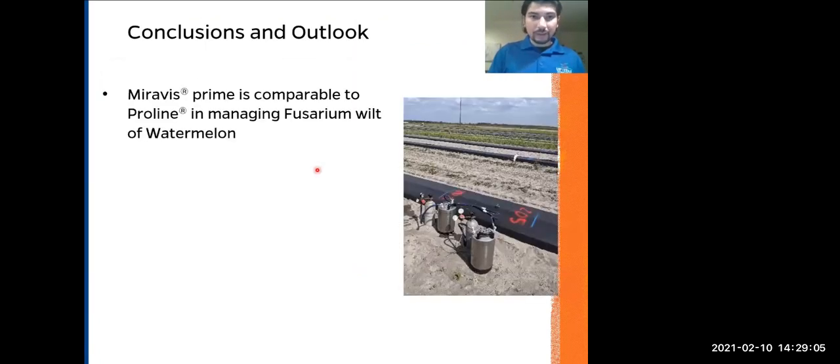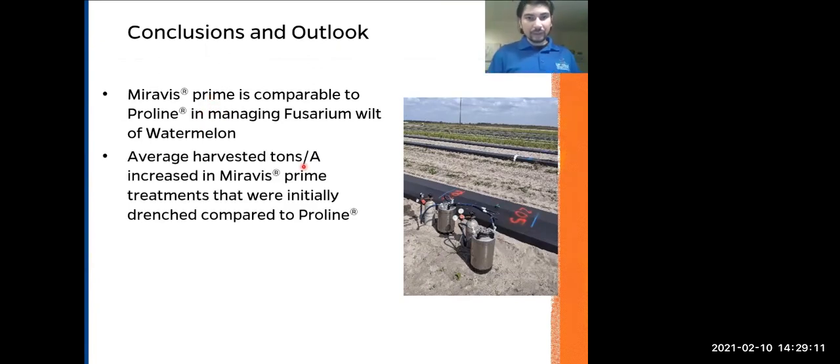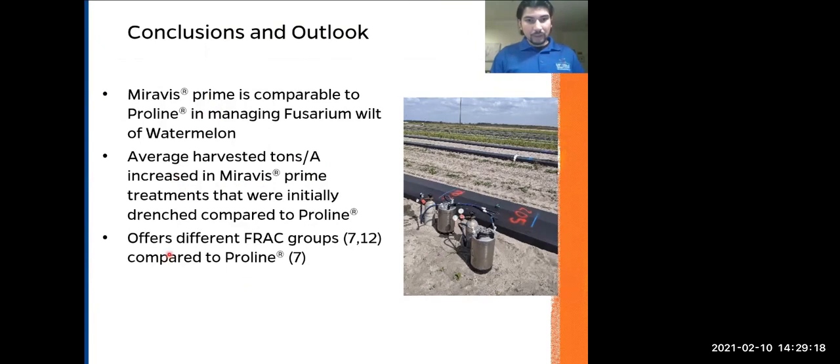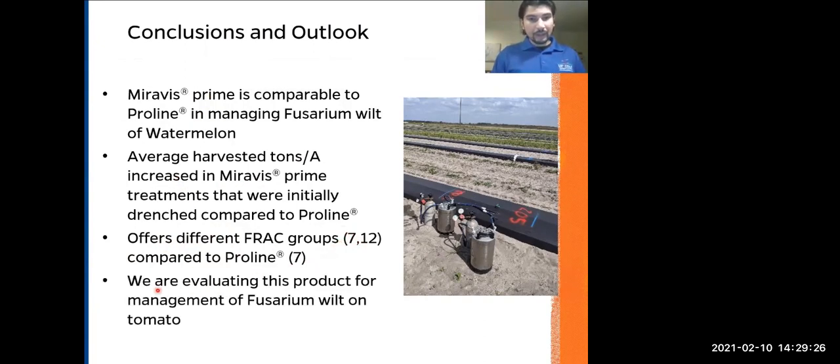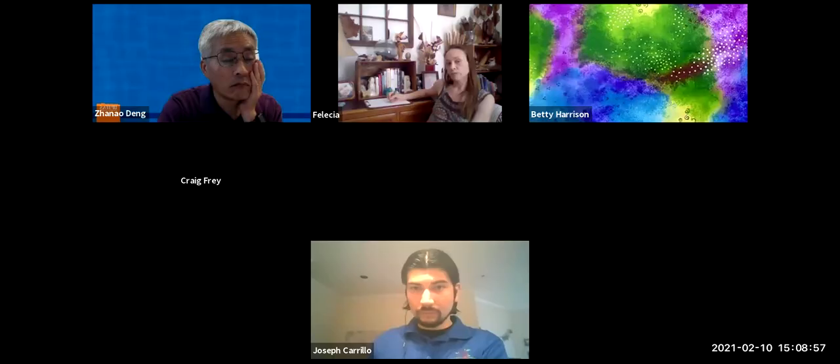So, conclusions and outlook. Miravis Prime is comparable to Proline in managing fusarium wilt of watermelon. And the average tons per acre increased in Miravis Prime treatments that were initially drenched compared to the Proline treatments. And Miravis Prime offers different FRAC groups, which are 7 and 12, compared to Proline, which is only 7. And for the future, we're going to evaluate this product under TIF over VIF mulch, and why?